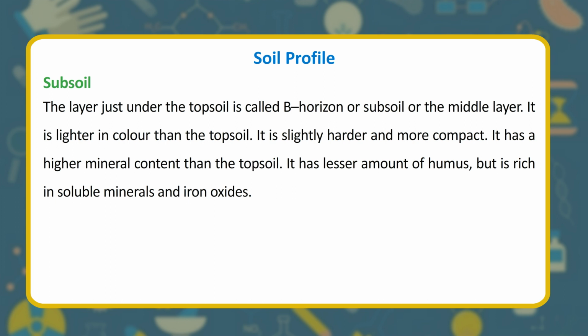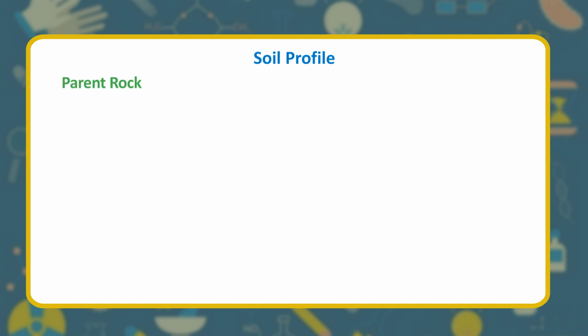Subsoil. The layer just under the topsoil is called B horizon or subsoil or the middle layer. It is lighter in color than the topsoil. It is slightly harder and more compact. It has a higher mineral content than the topsoil. It has lesser amount of humus, but is rich in soluble minerals and iron oxides.